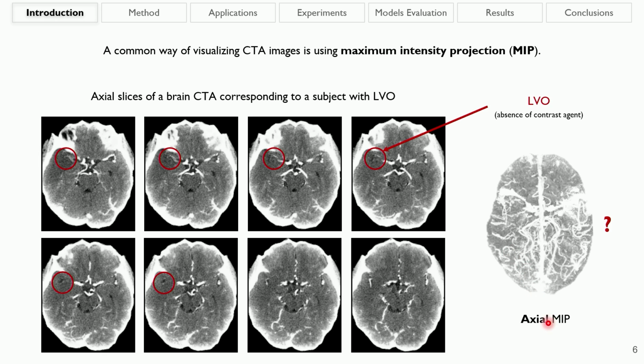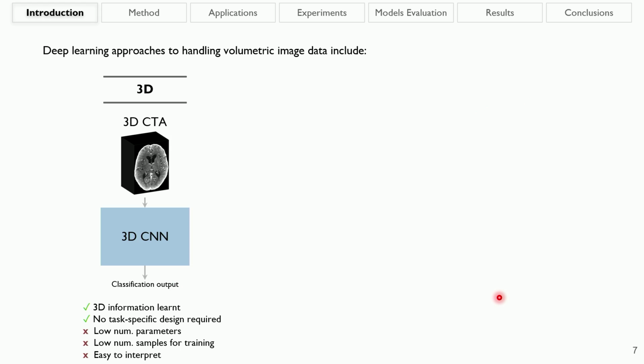Here you can see an example of an MIP image acquired along the axial view from this brain CTA, which corresponds to a subject with an LVO, the large vessel occlusion. And as you can see, it is quite difficult to detect the LVO from this 2D feature-engineered image. So what deep learning approaches do we have to handle volumetric image data?